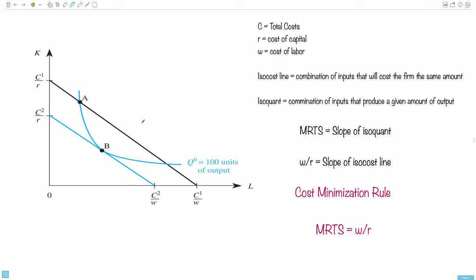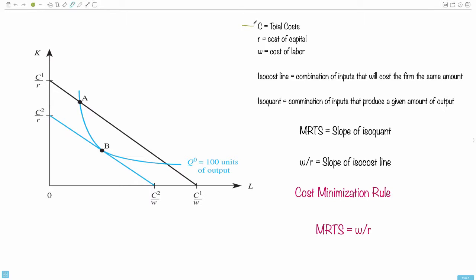Hello everyone. In this clip I am going to show you the basics of cost minimization in the long run when you can change both labor and capital. You can check all these details in your textbook, but I think this explanation should be a good summary of what's going on here.